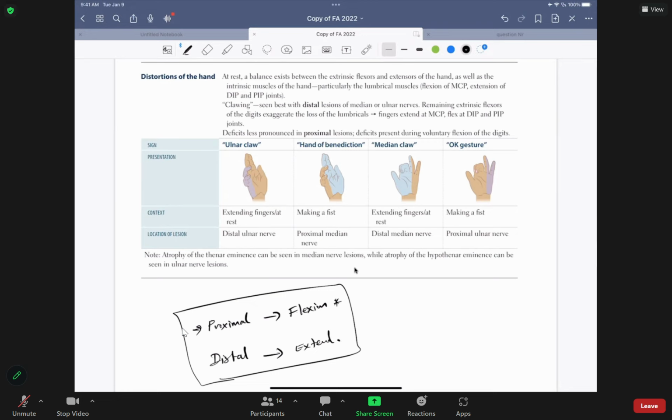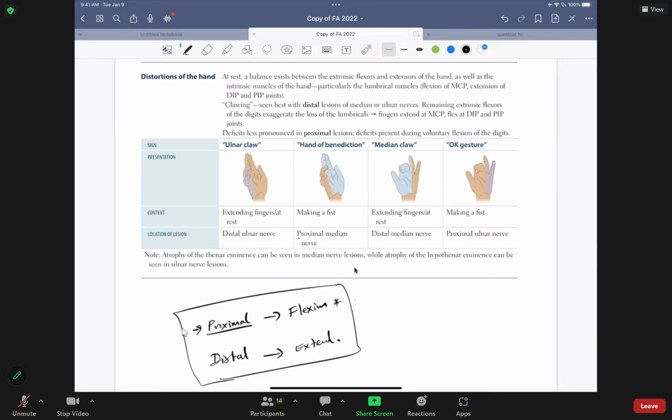I flexed the first 3 and possibly a little bit of the half finger, so I use my median nerve. Is that clear, folks? All right. Now, imagine if I have a proximal lesion of the median nerve. My hand will look like this, which means I cannot flex the first 3.5 because it's a proximal lesion of the median nerve. Whenever you have a proximal lesion, you cannot flex. Is that clear, folks?